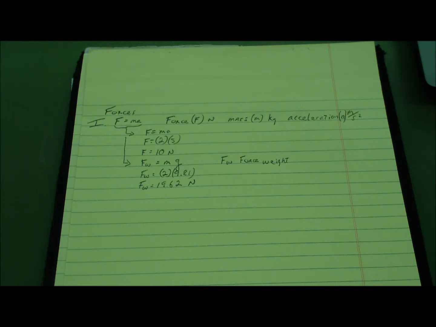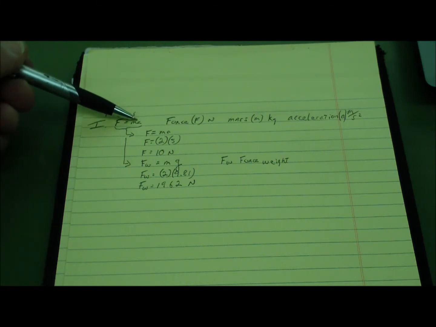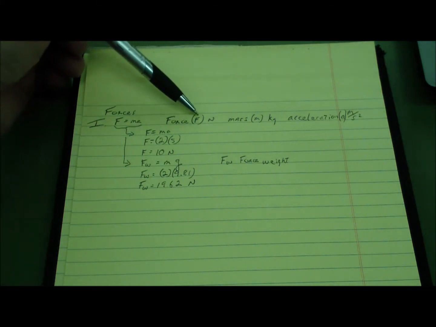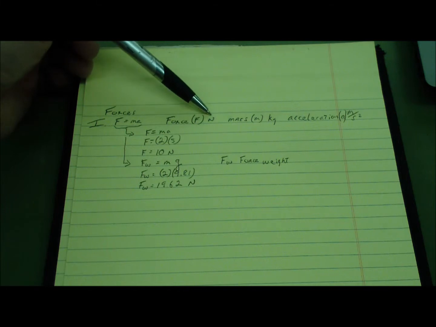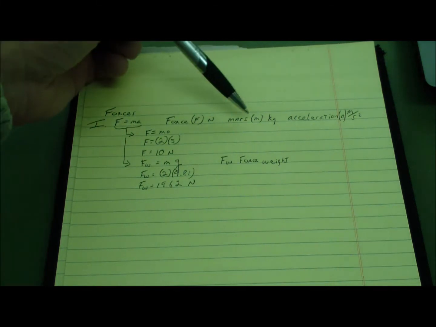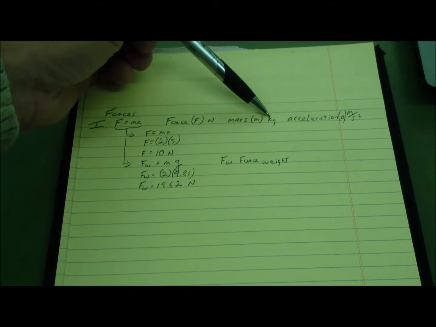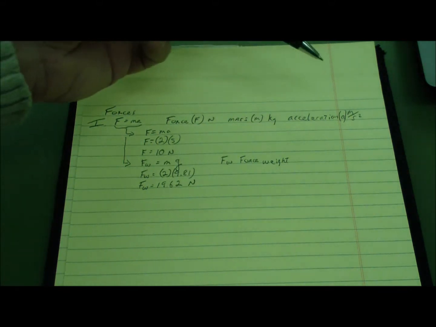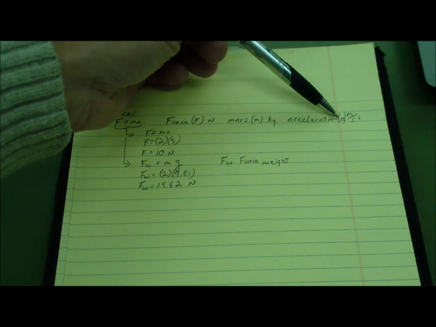We'll start off with the basic equation, which is force equals mass times acceleration. Force is given with the capital F, and the unit is in newtons, which is a capital N. Mass is a small m, given in kilograms, and as you've learned before, acceleration is a, and that is meters per second squared.